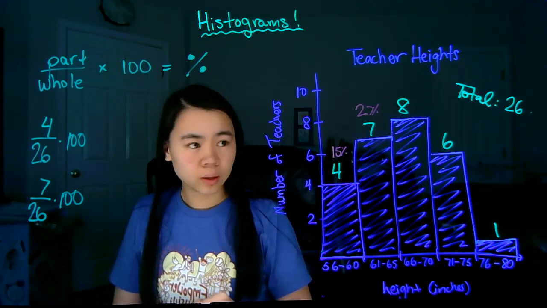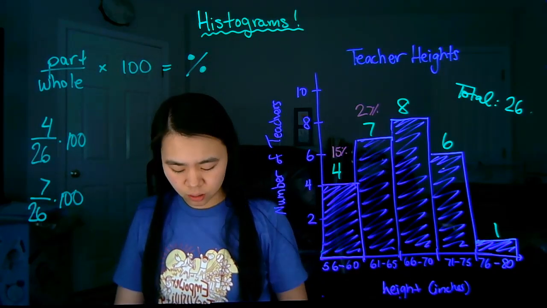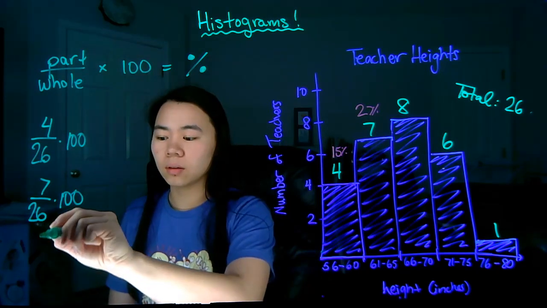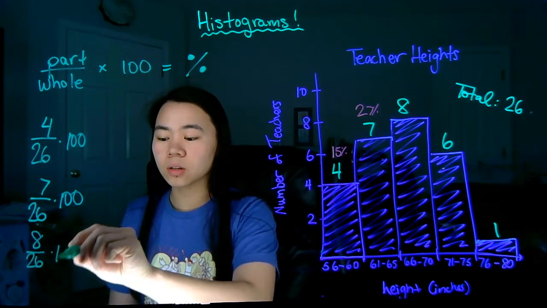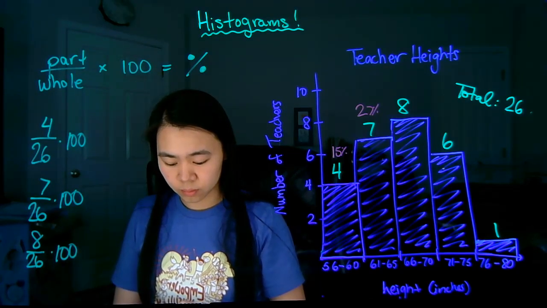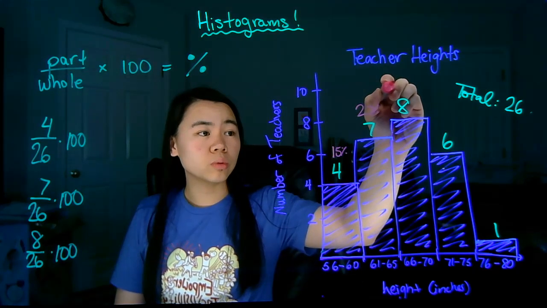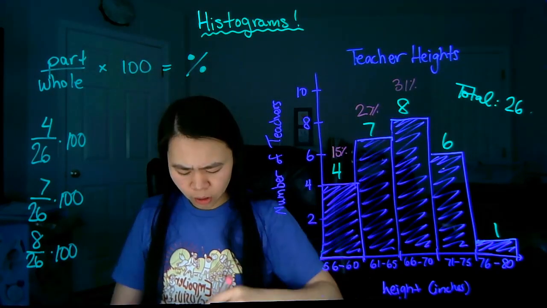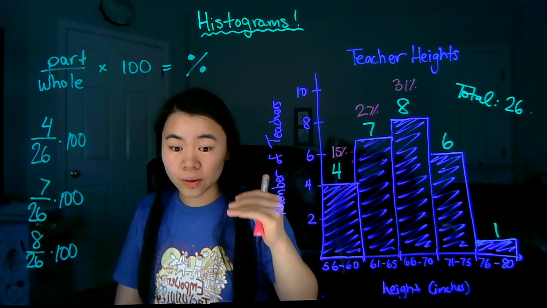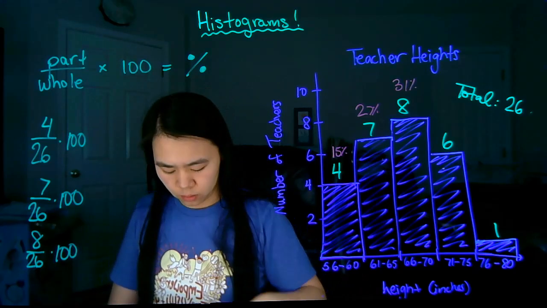Next, what percentage is within the 66 to 70 inches? That bin, we're going to type in 8 out of 26 times 100. I got 30.7. We're going to round up to 31%. Remember our rounding rules, 5 or more, raise the score. So if your decimal is 0.5, 6, 7, 8, or 9, we're going to round up to the next whole number.